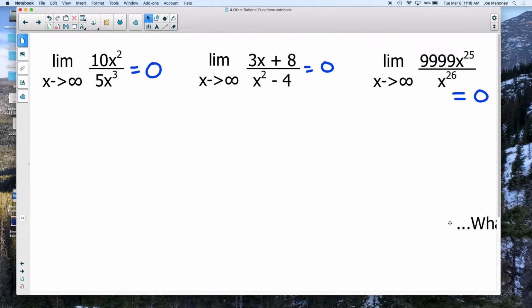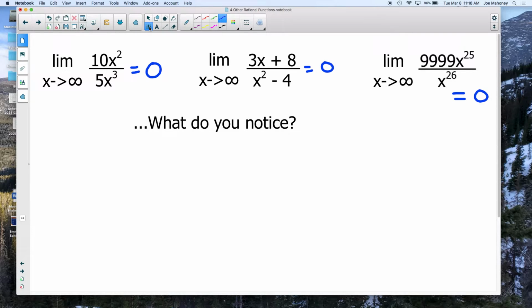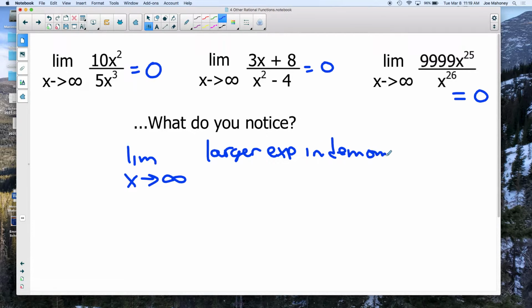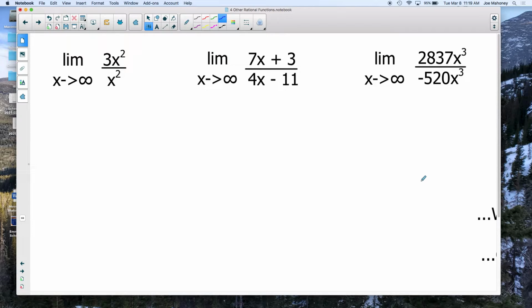I think you know what my question is. Tell me what you notice. So if you're taking the limit as x goes to infinity and the larger power, the larger exponent, is in the denominator, then that limit approaches 0. Just keeps getting smaller and smaller and smaller. So interesting things are going to be happening here then. Take a minute and think about those limits for a sec.